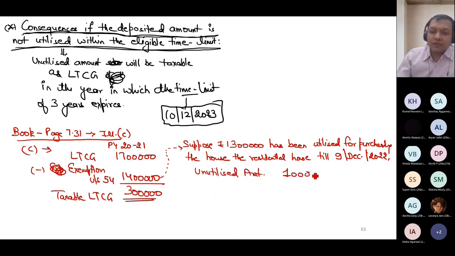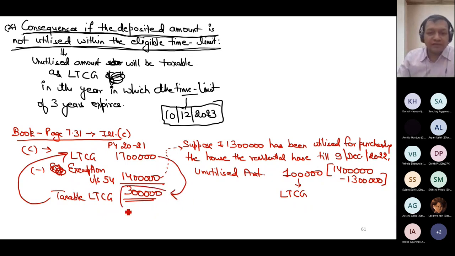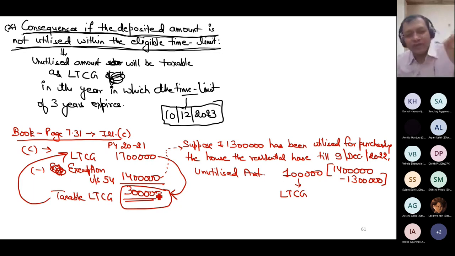This unutilized amount will be taxable as LTCG because now I am not applying section 45, because now I am not selling anything. I am only taking the consequences. I claimed the benefit from the department on 14 and I utilized only 13. So the unutilized 1 should be taxable as LTCG because this 14 earlier reduced your LTCG. The taxable LTCG became 3 lakh in the previous year 2021. Had you deposited only 13 lakh, your taxable LTCG would have been 4 lakh.